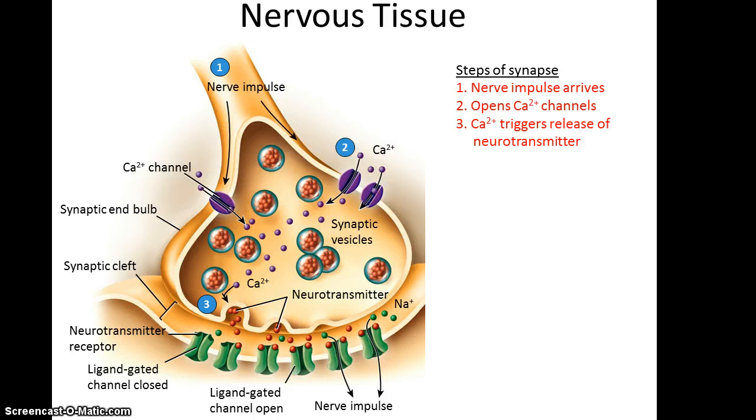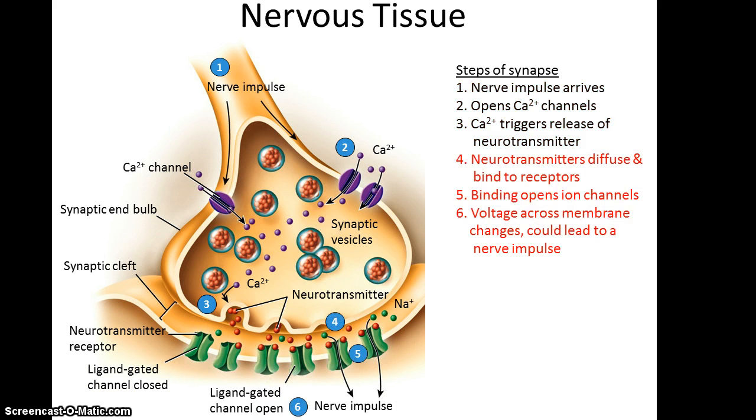So the steps. Step 1, the nerve impulse arrives at the end of the axon. Step 2, this causes calcium channels to open, so the calcium floods into the synaptic end bulb. Then this flooding of calcium ions ends up triggering the release of neurotransmitters. So with the calcium coming in, the synaptic vesicles are now signaled to go to the end of the synaptic end bulb and to fuse with the membrane, releasing the neurotransmitters into the synaptic cleft.